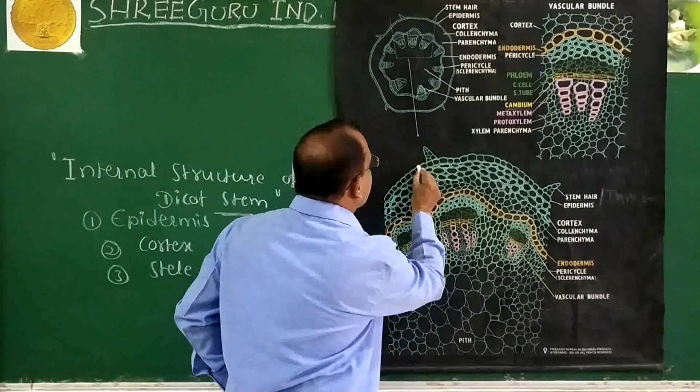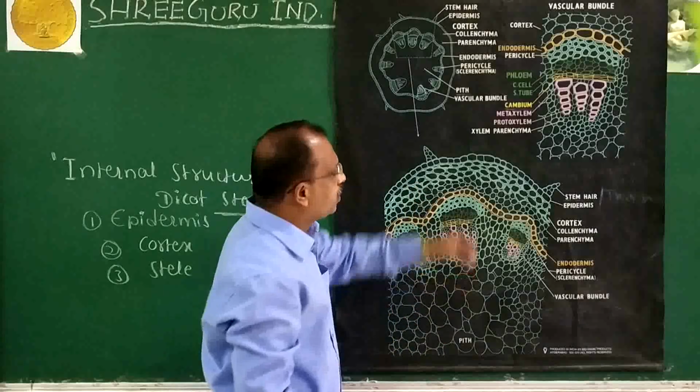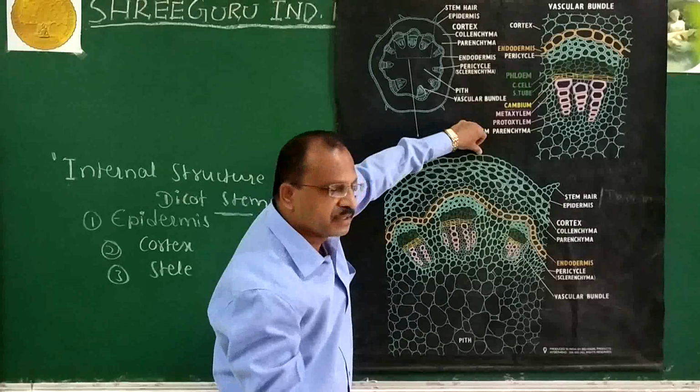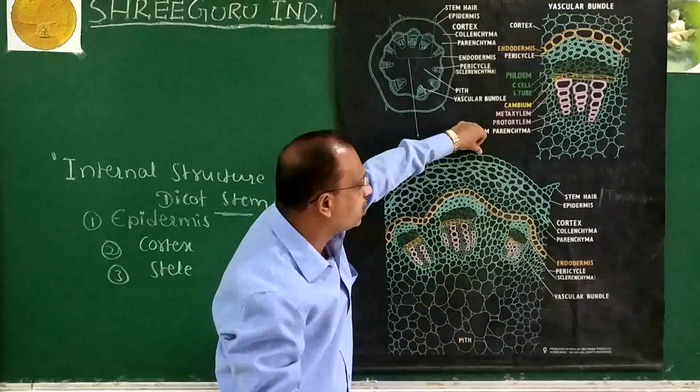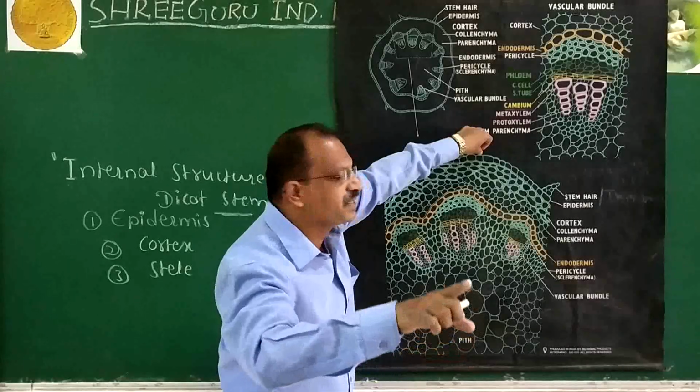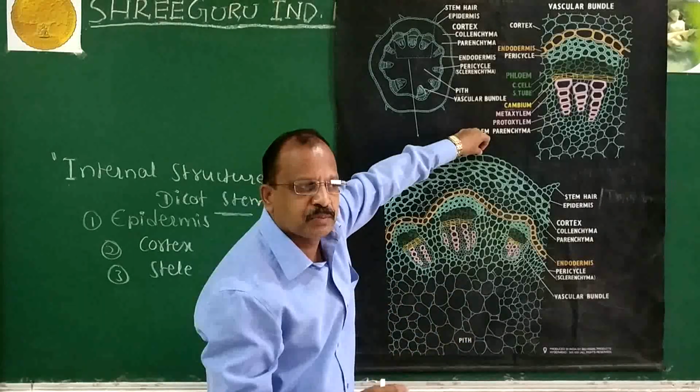Outer wall of the epidermis will show a thin waxy coat known as cuticle. Cuticle not only checks the rate of transpiration but also gives protection.